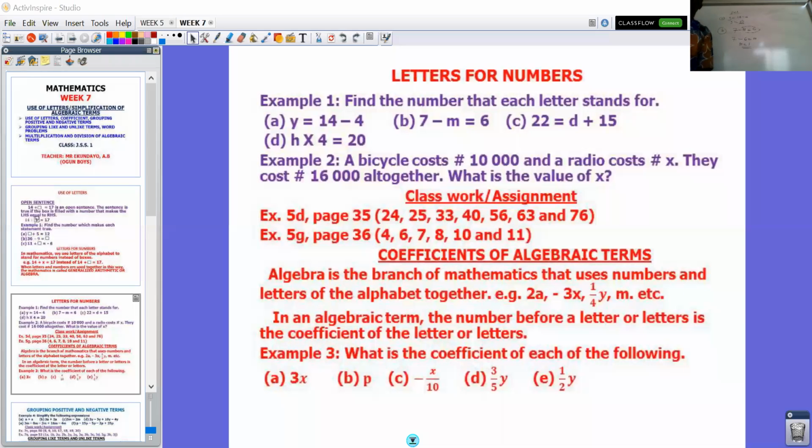Then question C. We have 22 is equal to d plus 15. Now, this thing is very simple. What do you add to 15 for you to get 22? I believe we can all do it. What do we need to add to 15 to get 22?